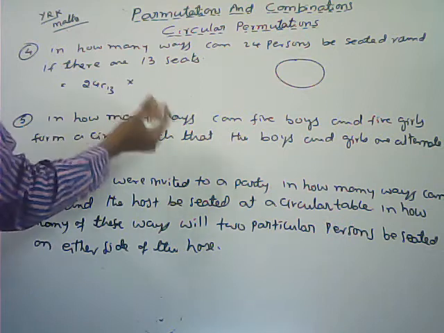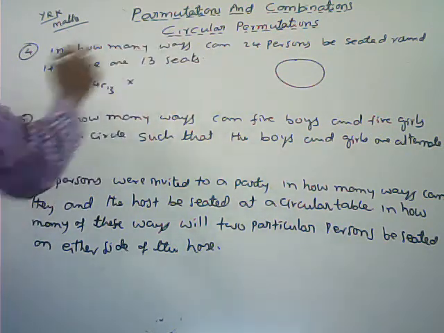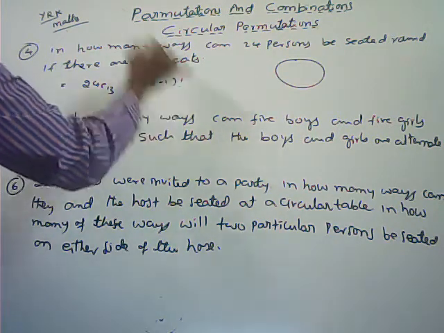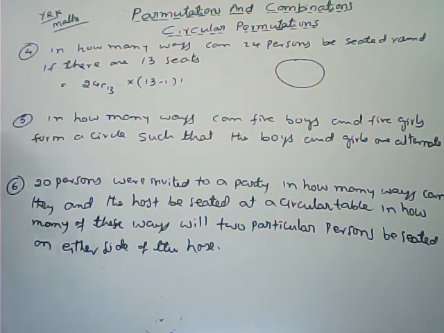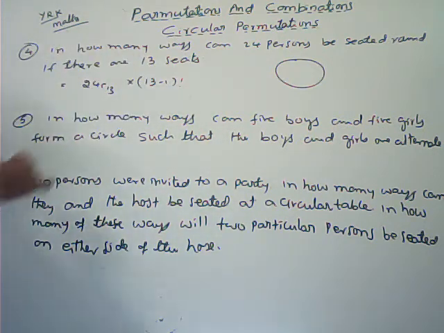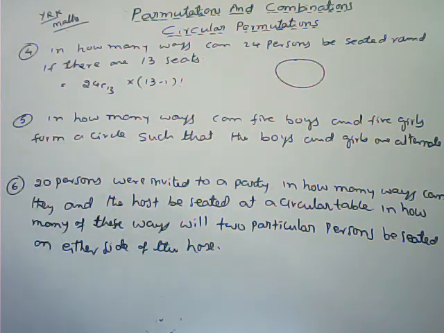Now in our hand 13 persons are there, and there are 13 seats. How many ways can we arrange them? That is 13 minus 1 factorial. Here I selected; now I have to arrange them at a circular table. The number of ways is n minus 1 factorial. 13 minus 1 factorial, that is 12 factorial. 24C13 into 12 factorial, that is the answer.